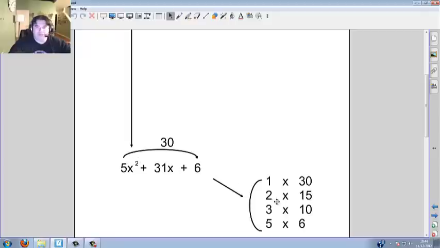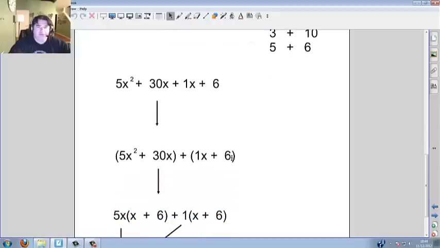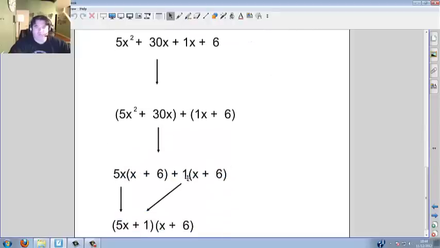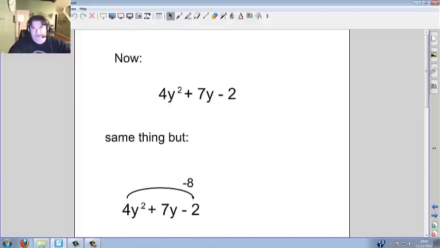Well, 5 times 6 was 30. Which one made 31? Only the 1 and the 30. I hope you saw that. Split them up. Binomial, binomial. 5x and 1. x plus 6, and there you go. Quick break.